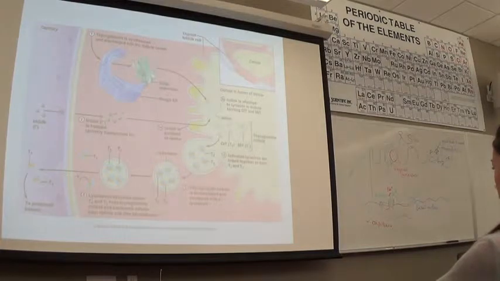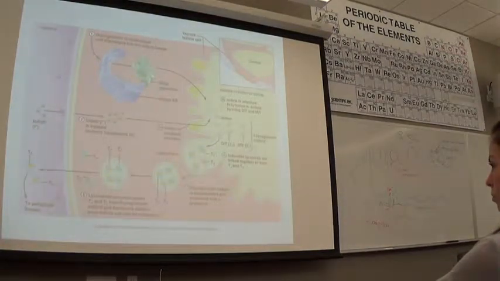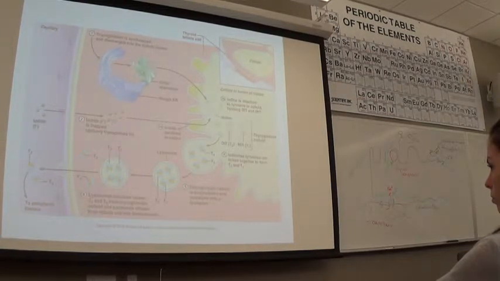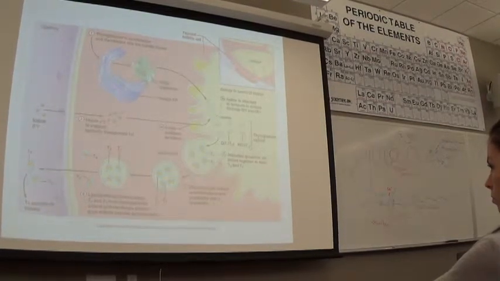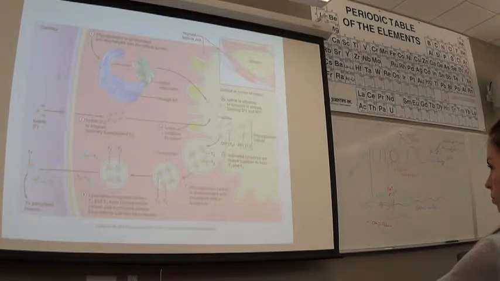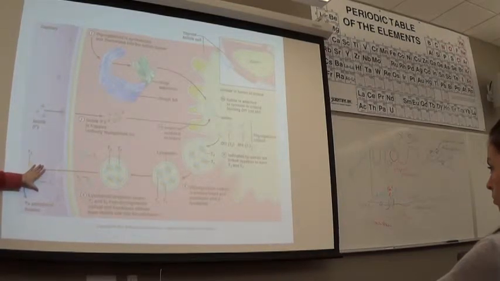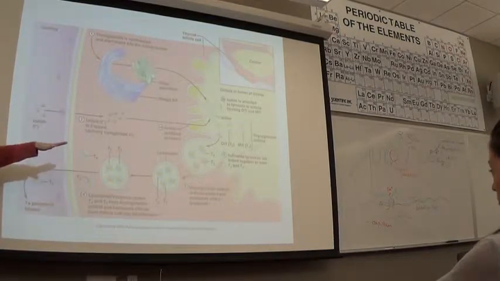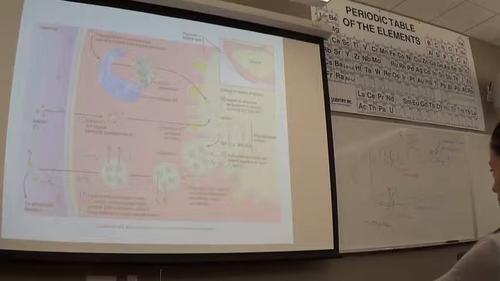Now, that's not the release form. So when the body needs thyroxine, when the body needs thyroid hormone, we have to endocytose this large molecule and deliver it to the bloodstream. But we have to get rid of the thyroglobulin. Thyroglobulin is a protein.